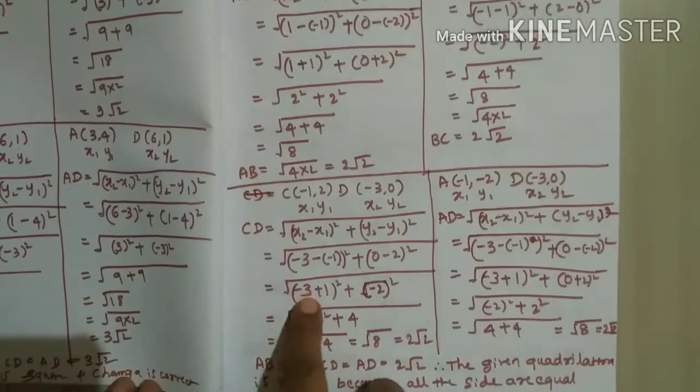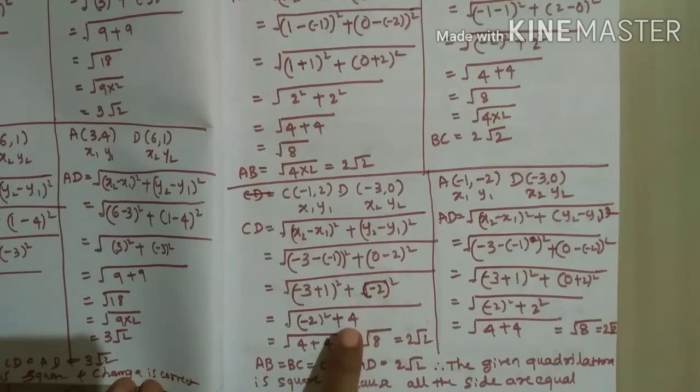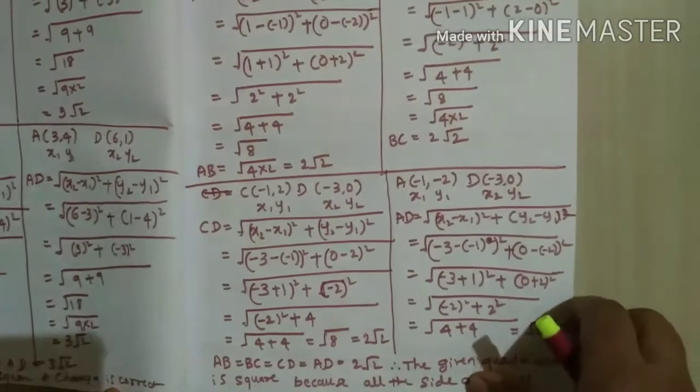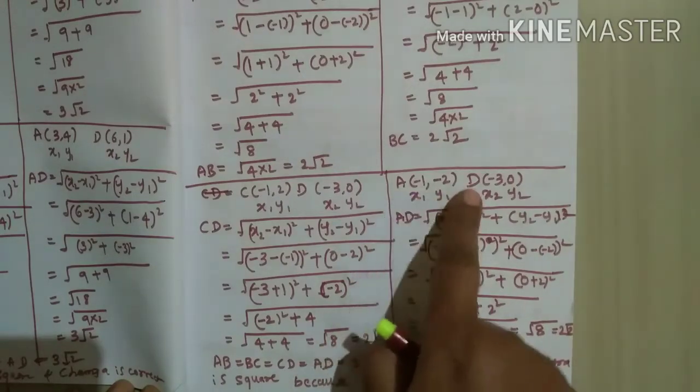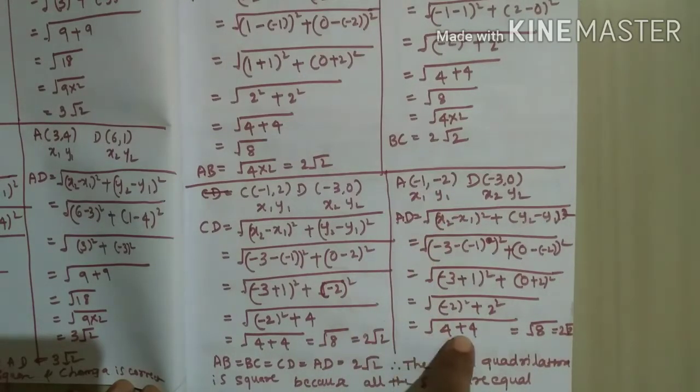Now minus 3 plus 1 is minus 2, because the bigger number is minus 3, so minus 2 whole square plus minus 2 whole square is 4. So 4 plus 4 is root 8. You are going to get 2 root 2. Then same thing you are going to get the answer for AD also: 4 plus 4 only, and you will get 2 root 2 only.